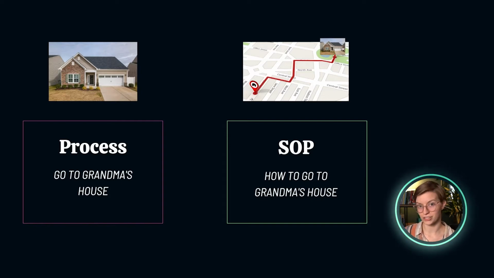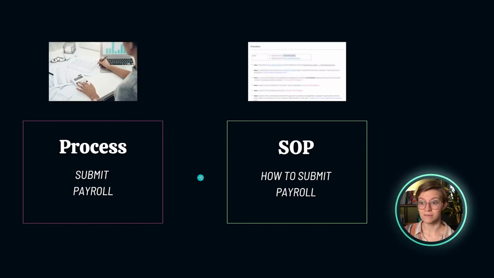It's the directions. For another example, we could think about submitting payroll. We might call it the submit payroll process because it's how we submit payroll, but just knowing how to do it is generally not enough to have somebody help us with it. Instead, we might support the process of submitting payroll with an SOP called How to Submit Payroll. I know, really creative with the naming. This could look like a document, a video, or just a recorded training where we walk through how to submit payroll.